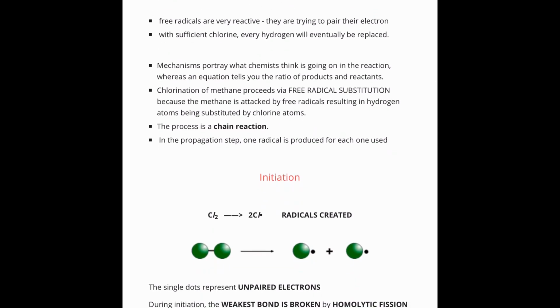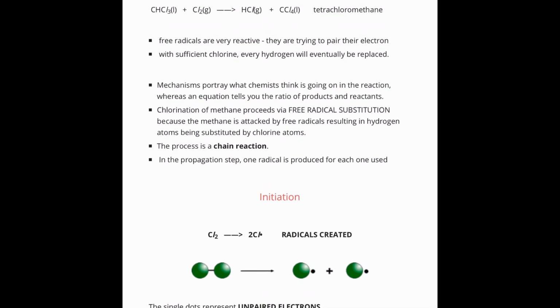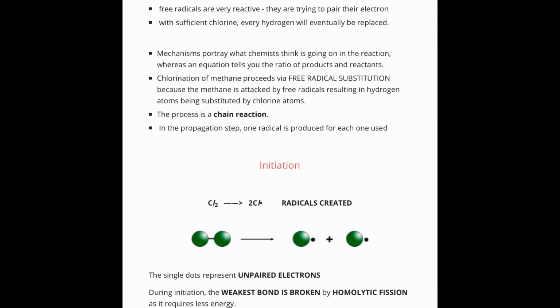Now, mechanism. This is going to be your first mechanism. Think of a mechanism as a story. It's the story of what happens to get from your reactants to your products. We want to know as chemists what's going on behind that. So the mechanism that we're going to learn today is free radical substitution. Say that to your folks at the dinner table, make them happy.